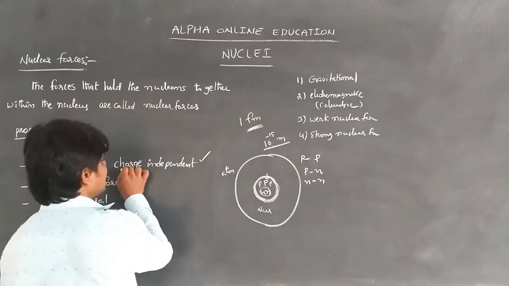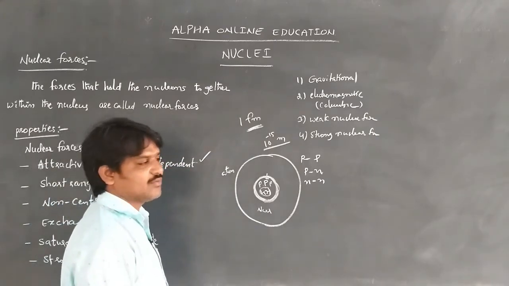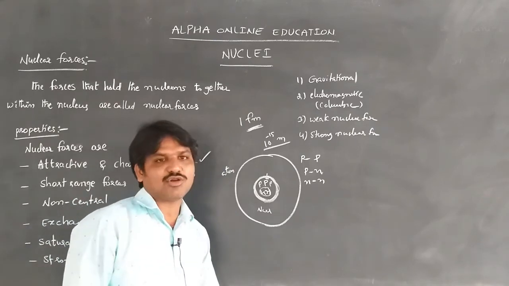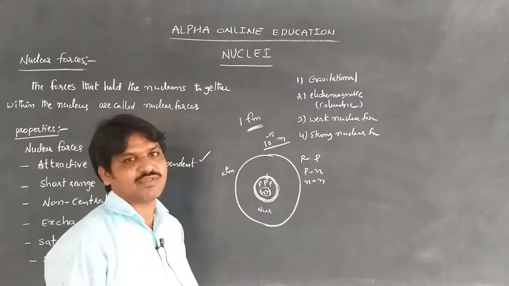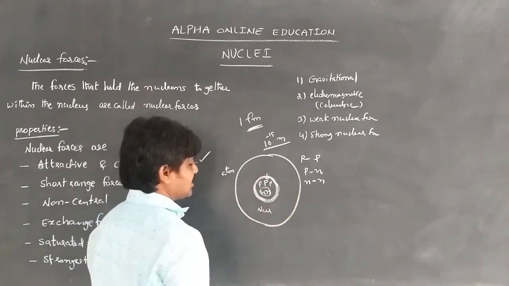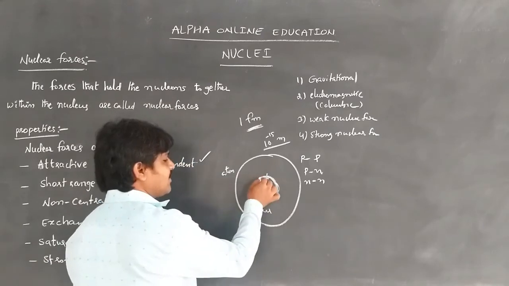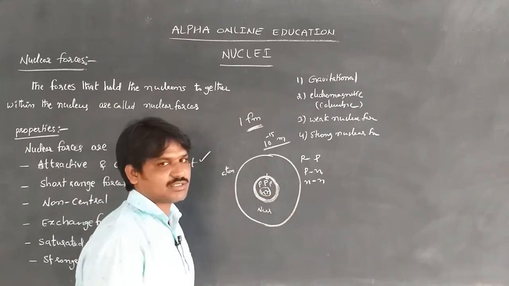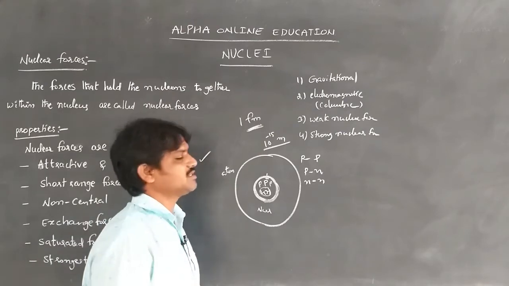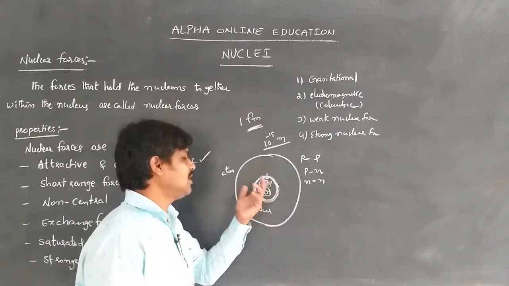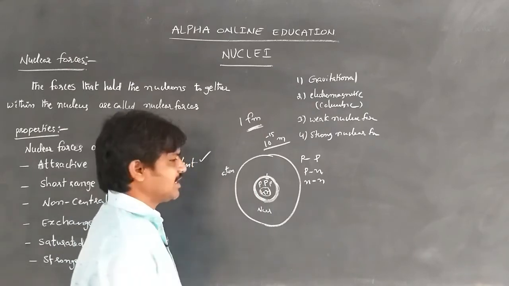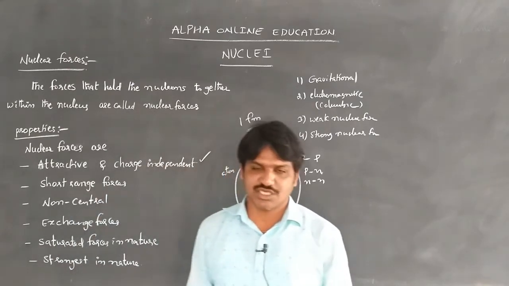The next one is charge independent. What is meant by charge independent? It means the nuclear force does not depend on the charge of the atom, whatever nucleus is taken. Even if the particles have more charge, the nuclear force between the protons and neutrons is the same. So we can say that nuclear forces are charge independent forces.